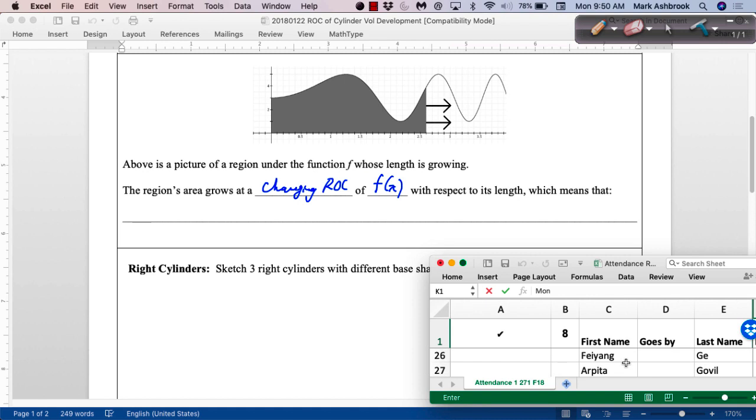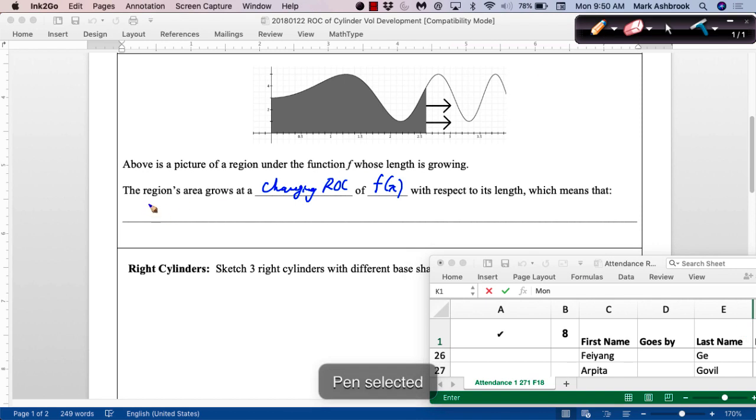Where's Arpita? Arpita, did you get it? I have written it down. For any variation in length, the corresponding variation in area is f of x times the variation in length. For any variation in, so there's different lengths here. So which length do you mean? Which length for any variation in?